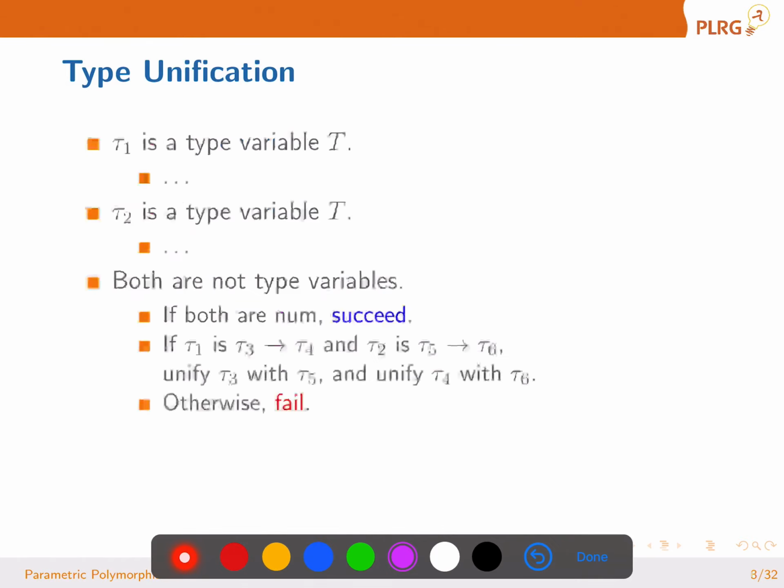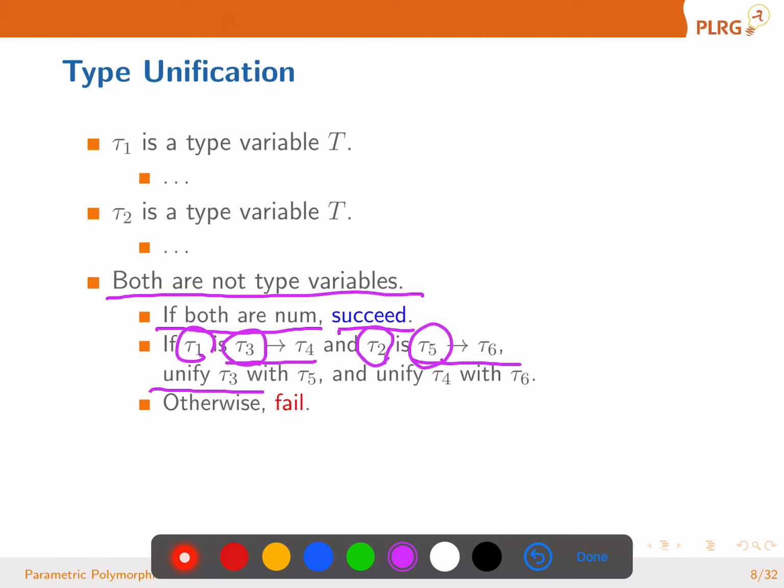Okay, the final case, if tau1 and tau2 both are not type variables. If both are num, we are done. If tau1 is an arrow type, tau2 is another arrow type, then we need to check those parameter types, unify tau3 with tau5, and then return type, unify tau4 with tau6. Otherwise, meaning num and arrow type, or arrow type and num, or arrow type and arrow type but their parameter types or return types are not unifiable, fail. That was the final case.